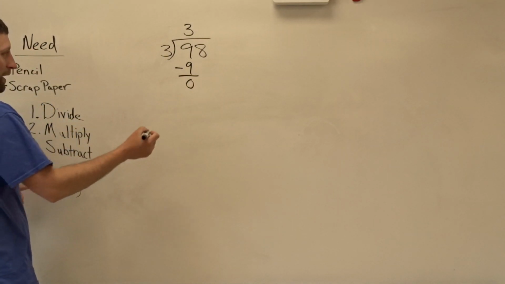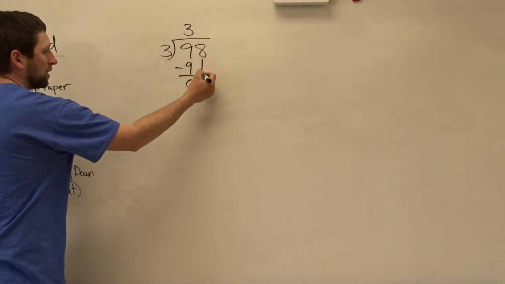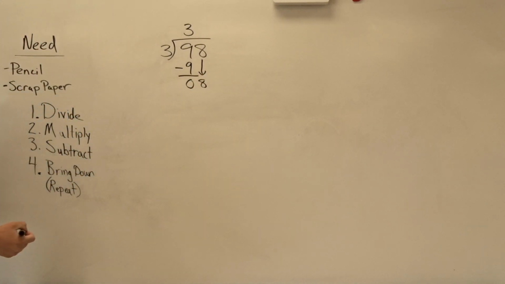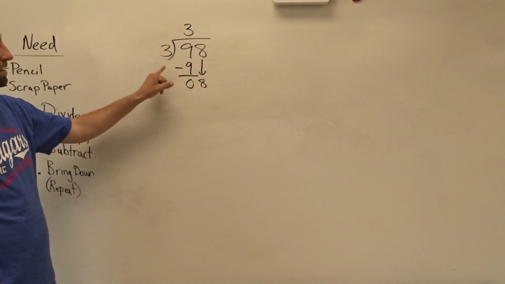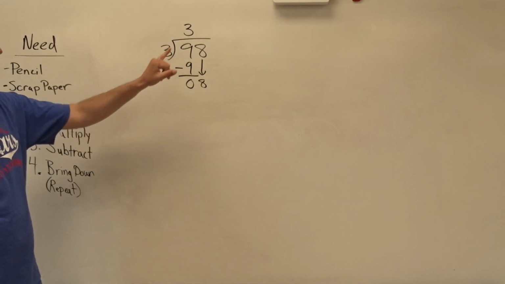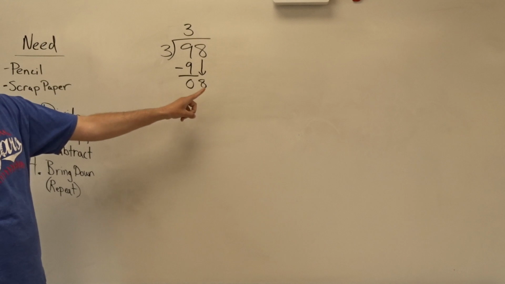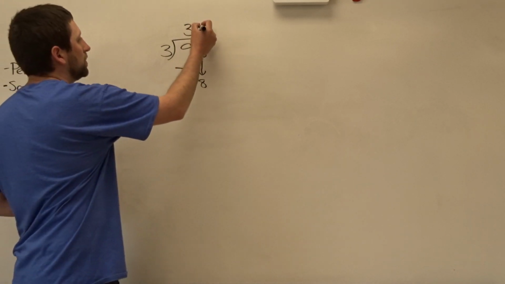Fourth step, bring down the 8. Make sure you draw your arrow like that and write your 8 right below there. Alright, so I've got 8 divided by 3 next. Well, if I try 3 again, that won't work because I can't write a 9 here, that's too big. So I could do this 2 times.